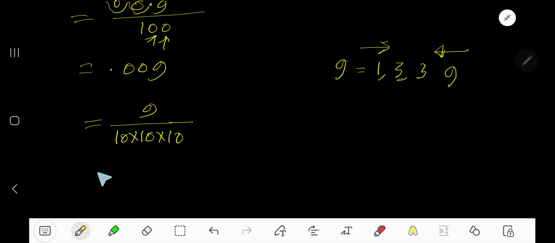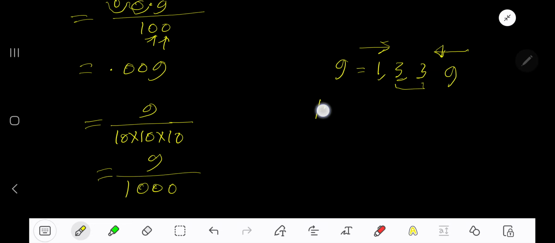Look, now we need to reduce this fraction. For 9: 1 times 9 equals 9, then 3 times 3 equals 9. So 1, 3, and 9 are the factors of 9.